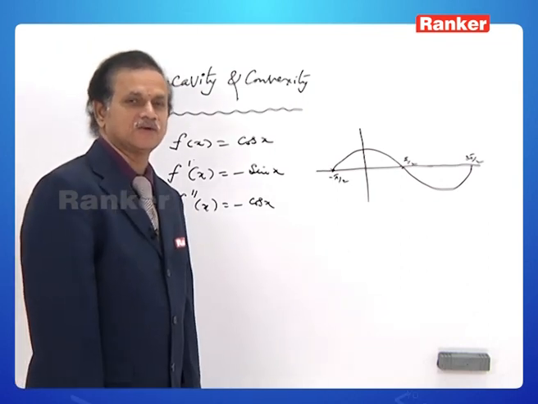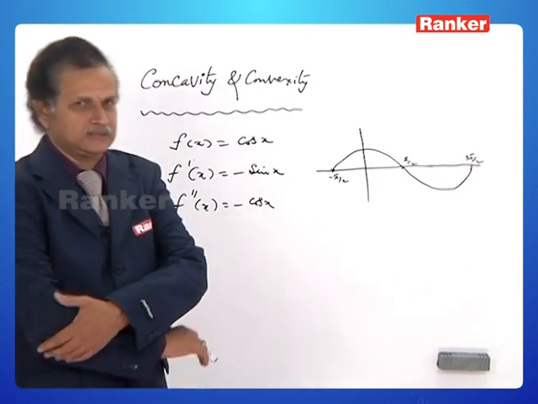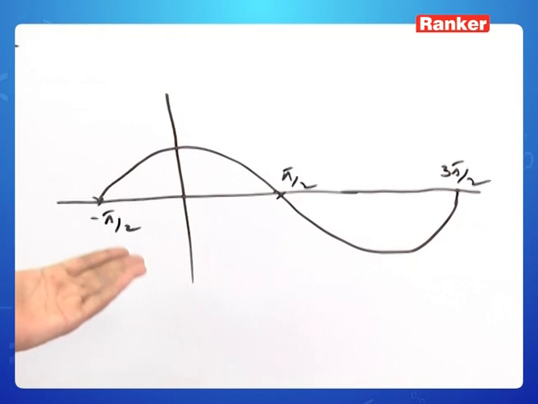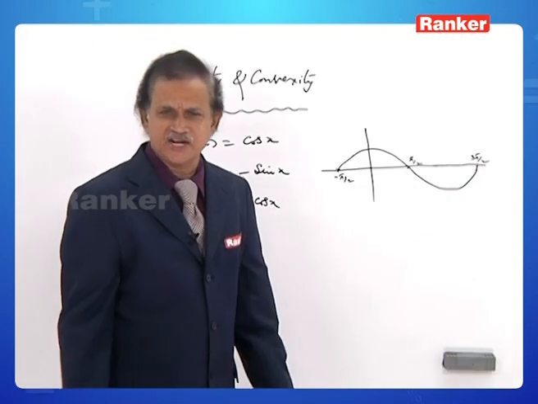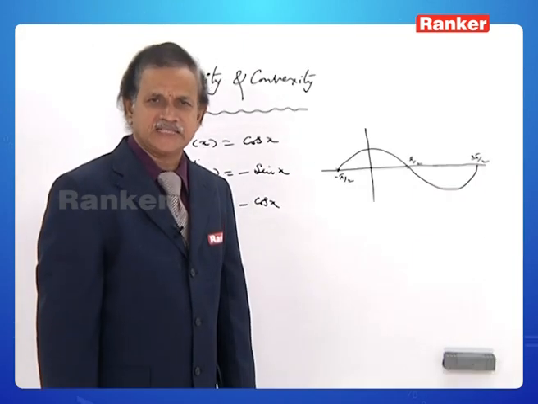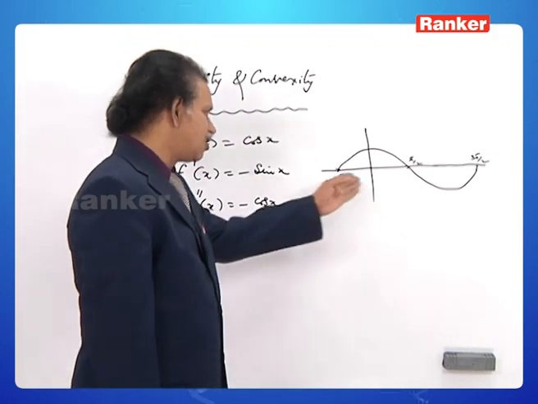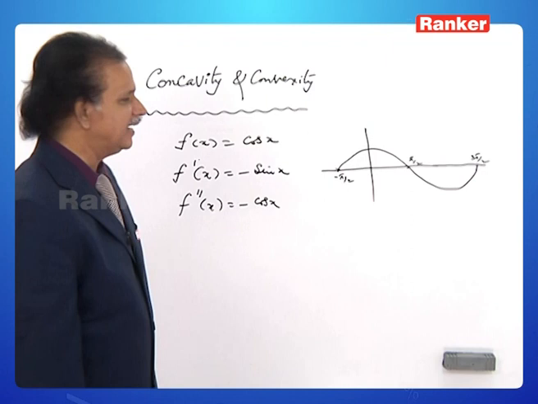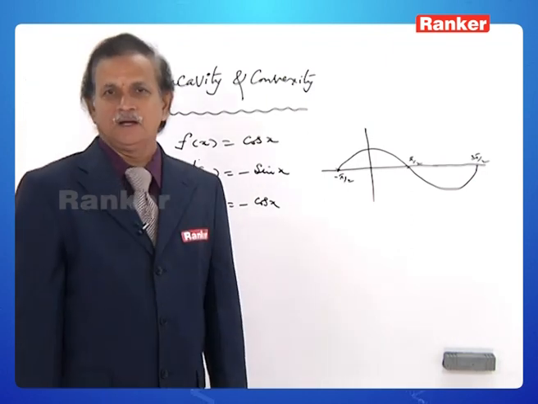Therefore, f of x equal to cos x must be convex in the interval minus pi by 2 to pi by 2. We can confirm that by just looking at the graph. It is convex in the interval minus pi by 2 to pi by 2.